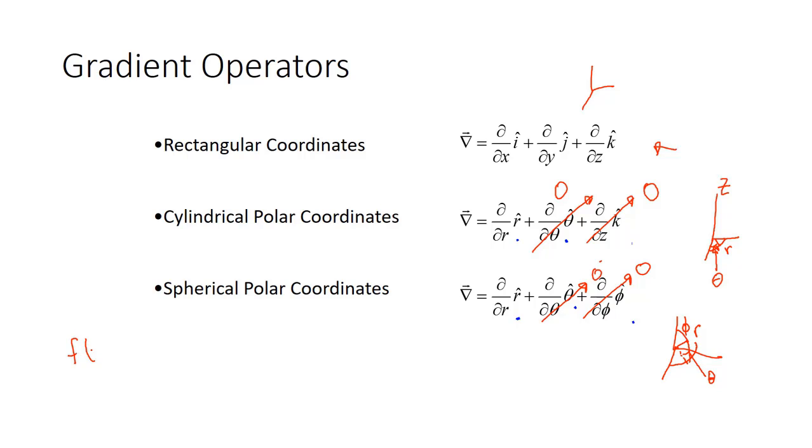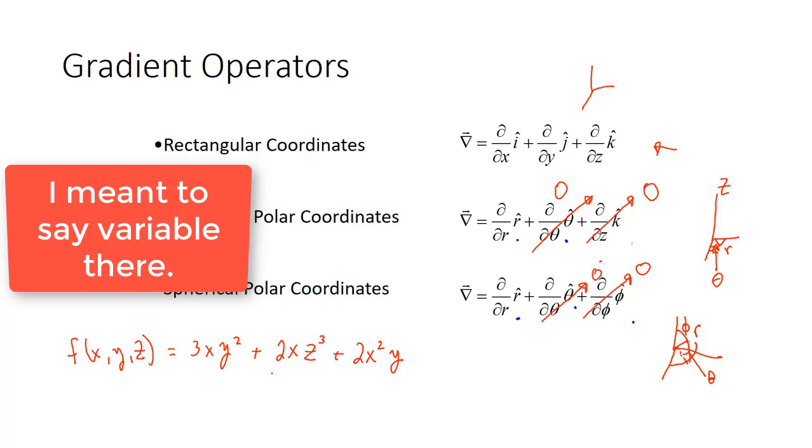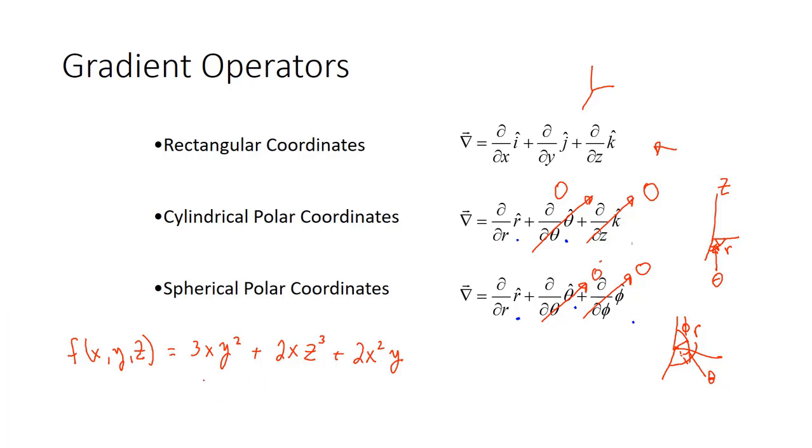We have some function in x, y, and z. Let's say 3xy squared plus 2xz cubed plus 2x squared y. So what you do is you treat every variable except the one you're differentiating with respect to as if it is a constant. So if we are going to find partial f with respect to x, we treat y and z the same way we would treat this 3, and we treat it as a constant.